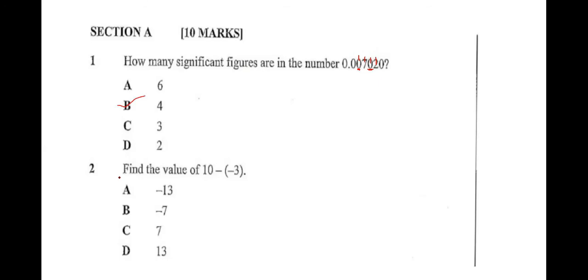Number 2, find the value of 10 minus negative 3. So you are supposed to do your rough working in this space that you are provided with. All right. So find the value of 10 minus, open brackets, minus 3. So this minus and the minus will multiply. Negative times negative, it will become 10 plus 3, and our answer will simply be 13. So 10 plus 3 is 13. So our answer is D.